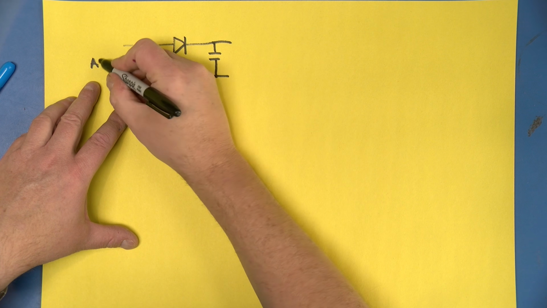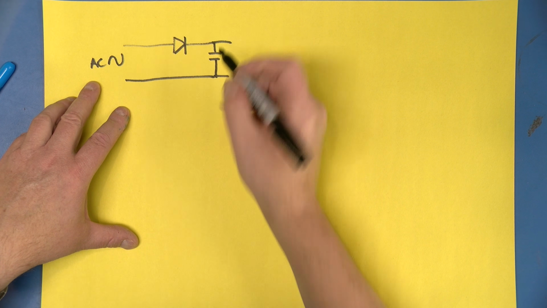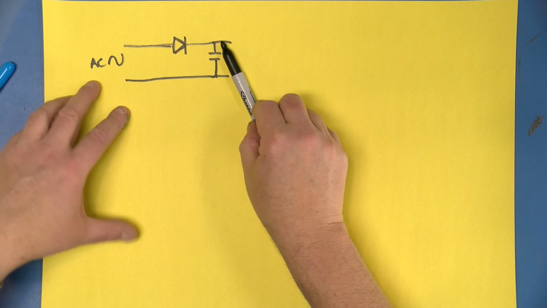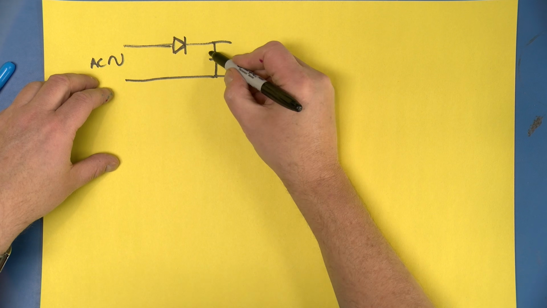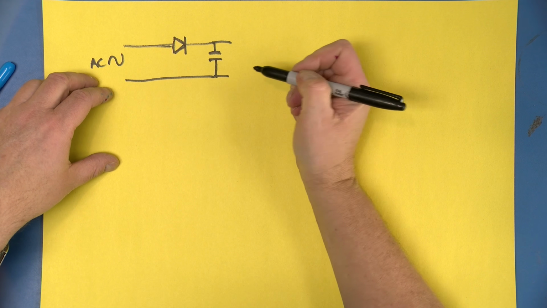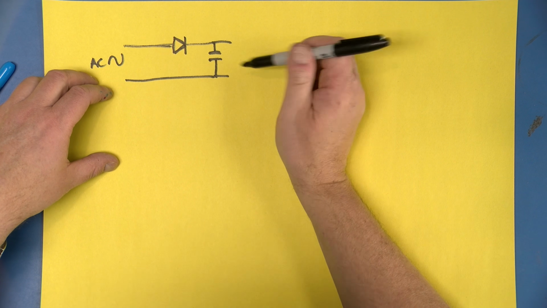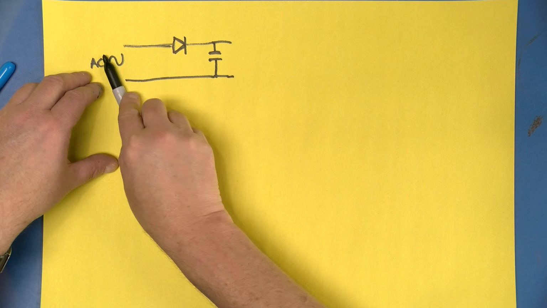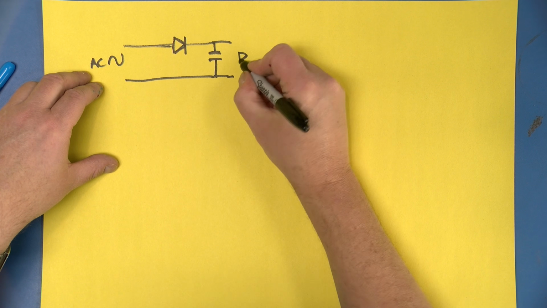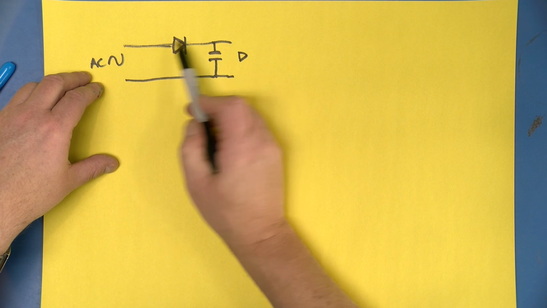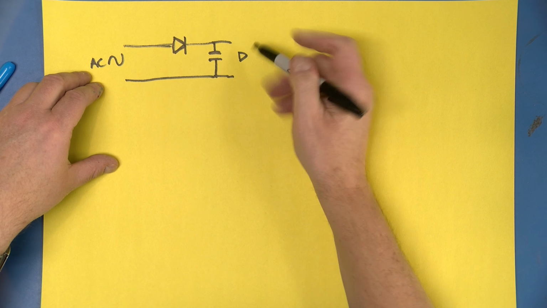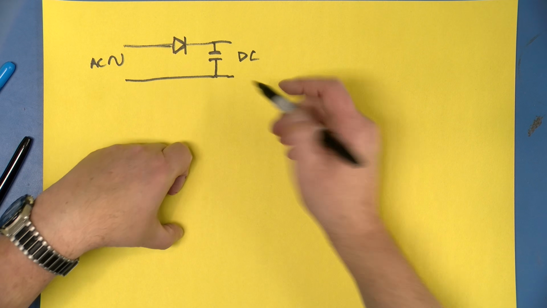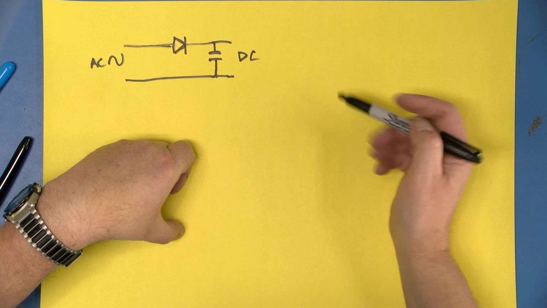Here's our AC input, a nice sine wave. This device is a diode. It only lets current flow in one direction. And this is a capacitor. This is what can be used to store energy for a short period of time. And that's how we go from AC to DC, because this diode only lets current flow in one direction. That creates direct current, hence the name. And let's see what happens if we apply AC to this.